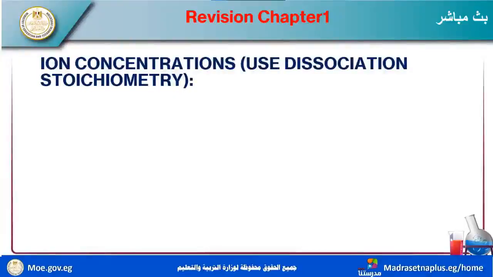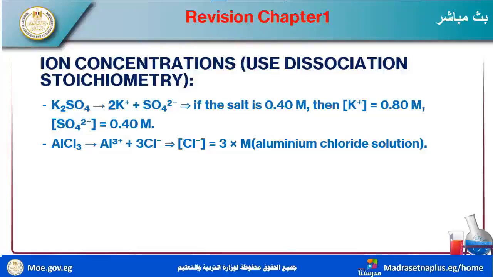Firstly, ion concentrations used in dissociation stoichiometry. We have K2SO4, which when ionized gives 2K plus and 1 SO4. We have many atoms here, but now we discuss the dissociation of ions. Now we have 2K positive and SO4, which is a polyatomic group. SO4 is negative 2. This is a salt. When it dissolves in water, it dissociates into two types of ion.